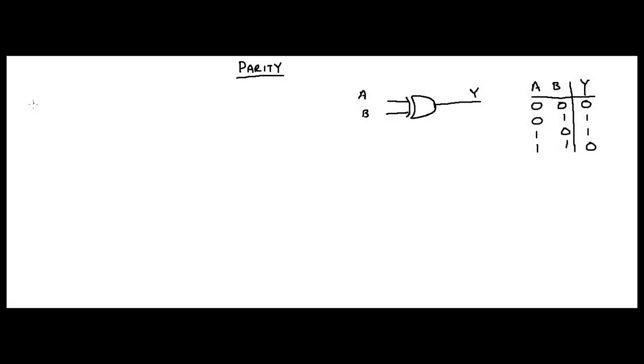This episode is about parity, so let's get started. Alright everybody, let's talk about parity. Parity is a method that is used to check the transmission of data. It really is used to check that what was transmitted is what was received.